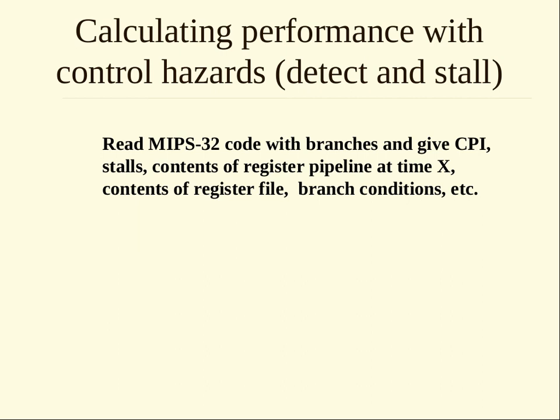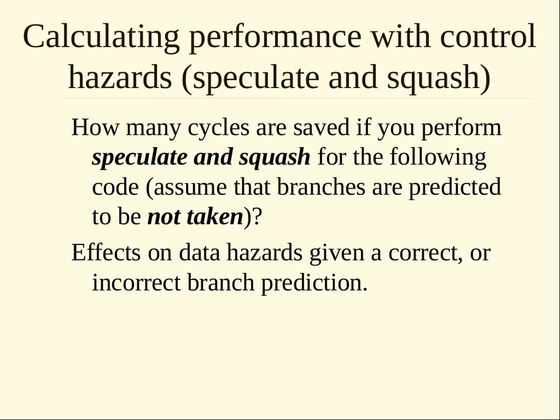So be able to read MIPS 32 code with branches and give a CPI, stalls, contents of register, pipeline index, contents of register file, branch predictions, etc. Make sure you can do this: how many cycles are saved if you perform speculate and squash for the following code, assuming that branches are predicted to be not taken. Effects on data hazards given a correct or incorrect branch prediction. Just be ready to do that. Your homework's going to let you do this as well, so you'll have some practice.